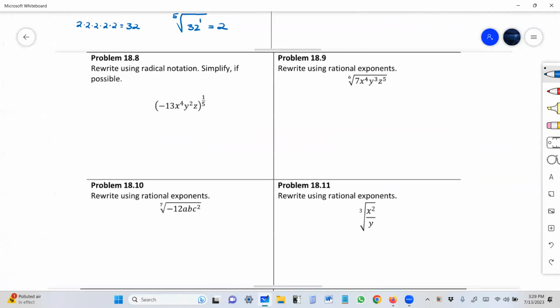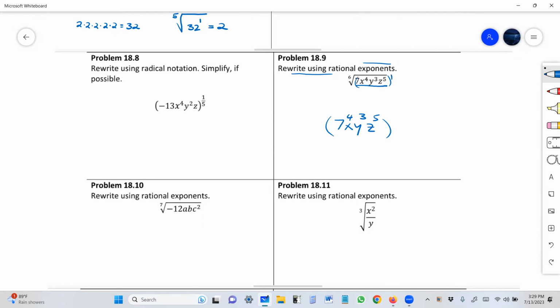Okay, scroll up a little bit here. Okay, so let's do 18.9. Rewrite using rational exponents. So this is the radical expression. To rewrite using rational exponents, this whole thing acts like the base. So we write it (7, x to the fourth, y to the third, z to the fifth), parentheses.